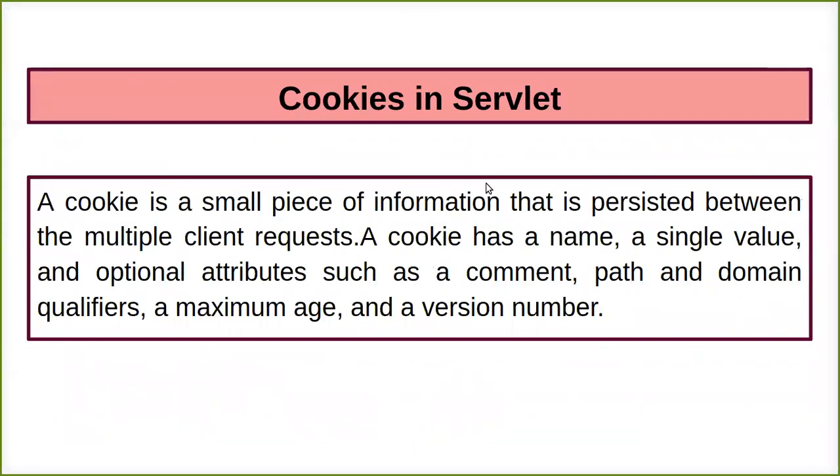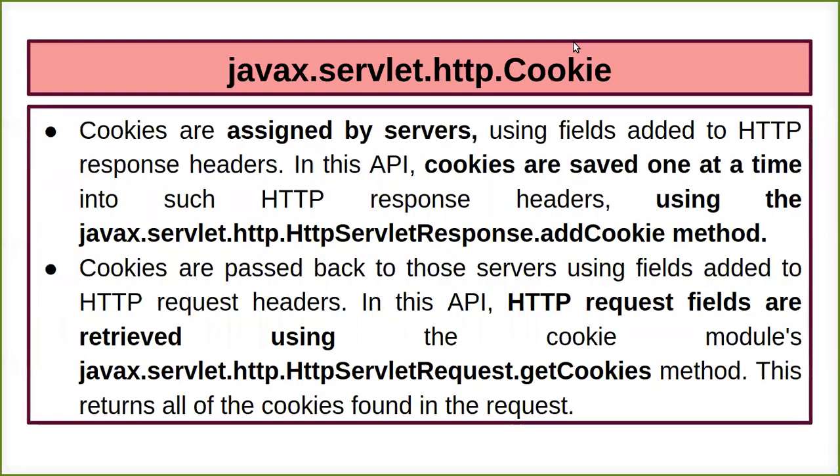Fine. So we know what cookies are: just a small piece of information stored on your local client machine in text format. By default it lasts a maximum of 24 hours, but you can increase it very easily as a developer. It gives you a few attributes stored in your text file, such as the maximum age of that cookie and the version number. And you have a specific class in the servlet.http.star package.